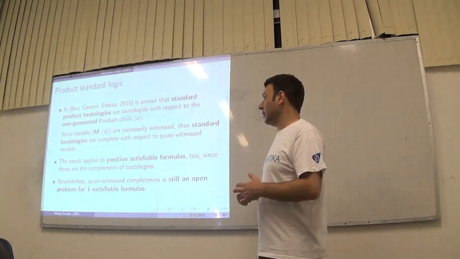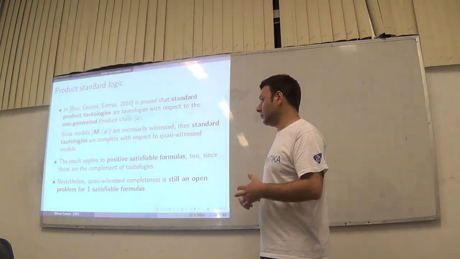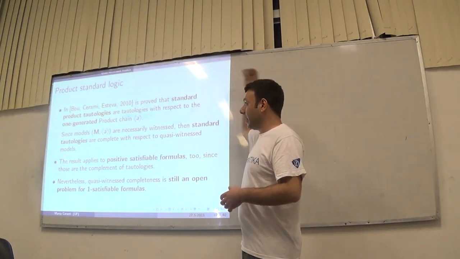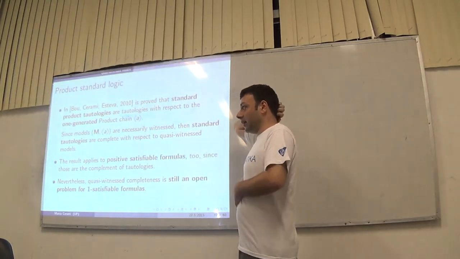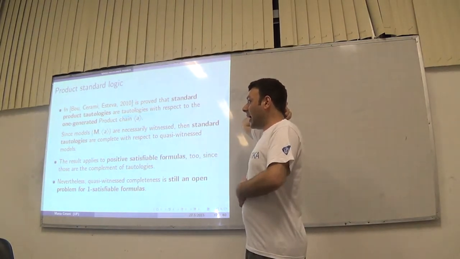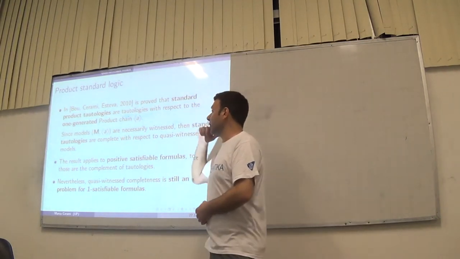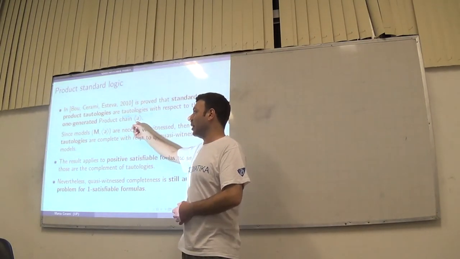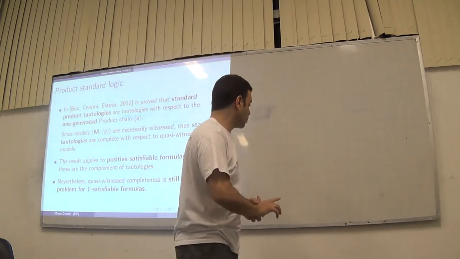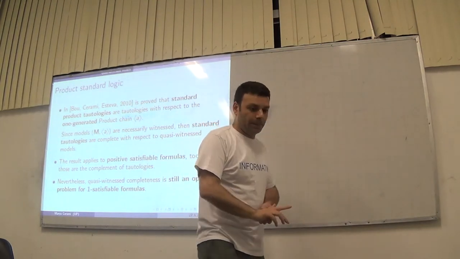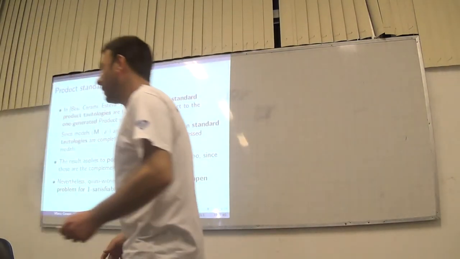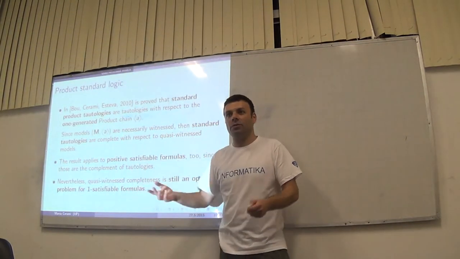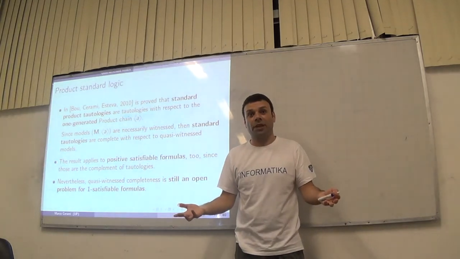That is that standard tautologies, that is tautologies with respect to the standard product algebra, are the same as the tautologies with respect to the one-generated product chain. We could not make the same thing with respect to a finite product chain because there does not exist a finite product chain.